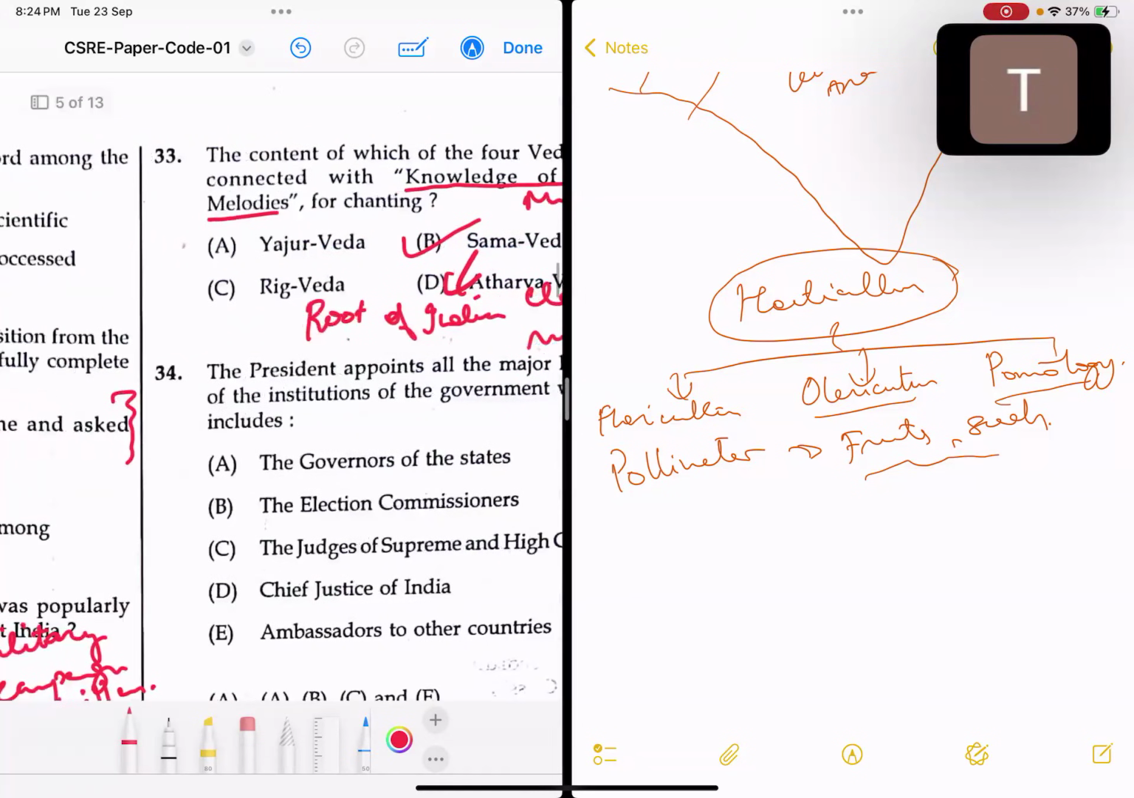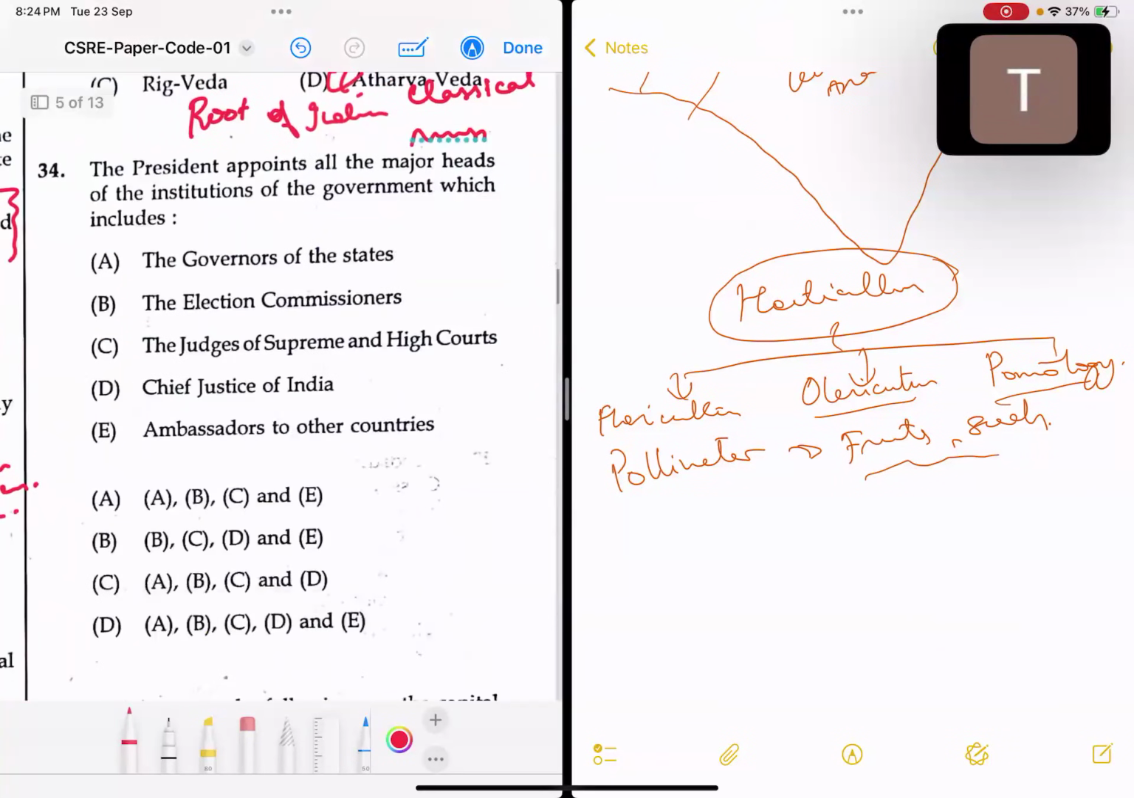Okay. Now let's come to question number 34. The president appoints all the major heads of institutions of the government, which includes. So here they have given four types of people or institutions. Okay. So the correct option is D. Okay. So it's the president of India who appoints the governors of the state, the election commissioners, the judges of the Supreme Court and High Court, the Chief Justice of India, as well as the ambassadors of other countries. But you have to remember here that when we say the word appoints, it is only an officiating or formal process only. Okay, the president in himself does not have any discretion.